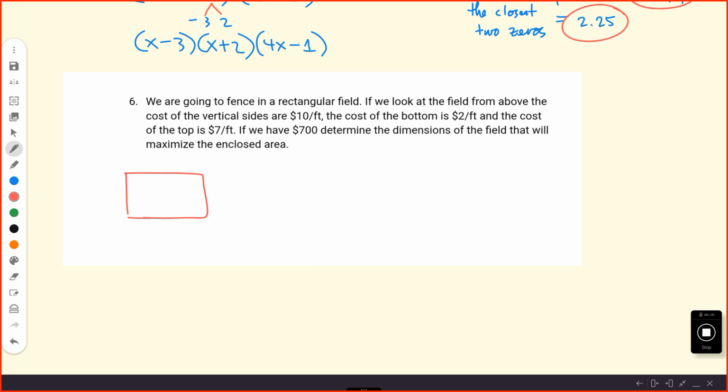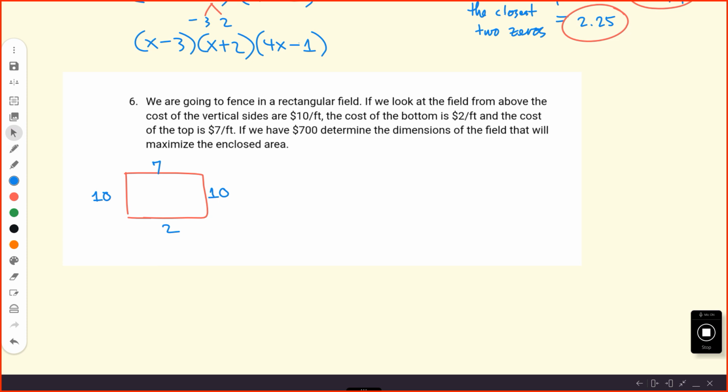And the figure. So we know it's a rectangular field, so we know the shape is a rectangle. And we know vertical sides is $10 per foot. So vertical, so this is 10. And then the cost of the bottom is 2, and the cost of the top is 7. So this is 7, and this is 2. Okay, and then vertical sides, so both sides are going to be 10.